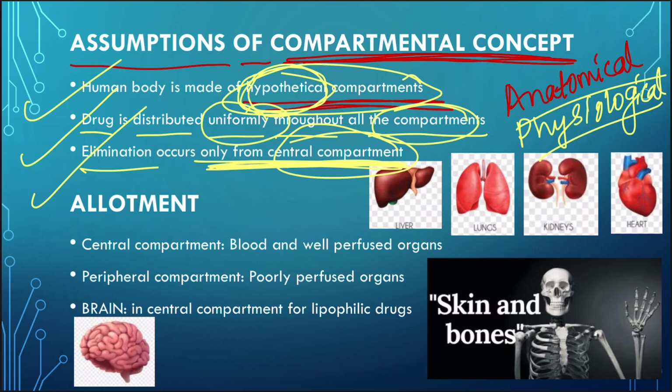Now how do we assign different organs and tissues into different compartments? So that is what we call as allotment.